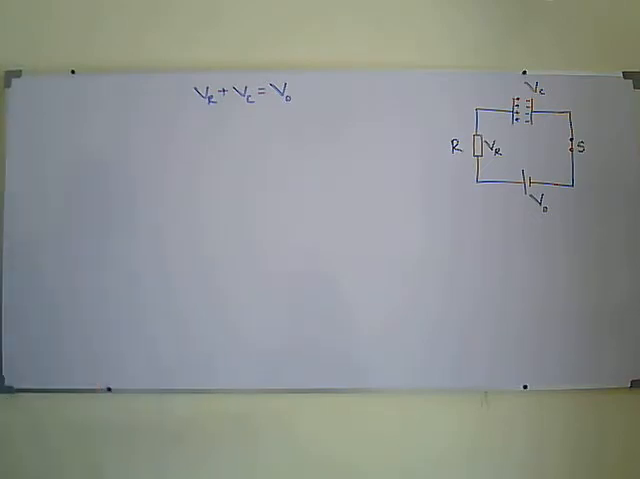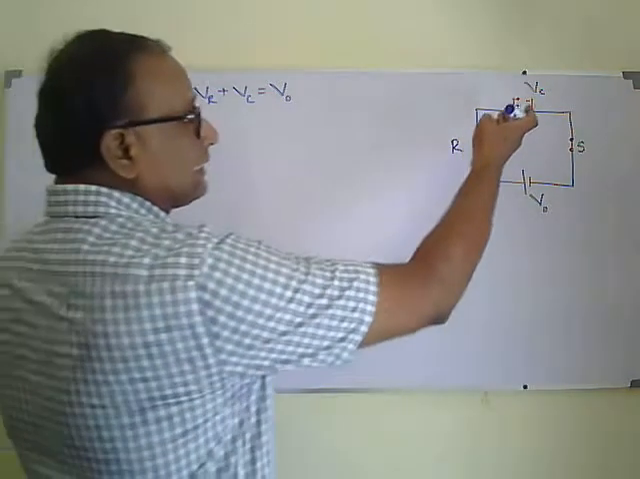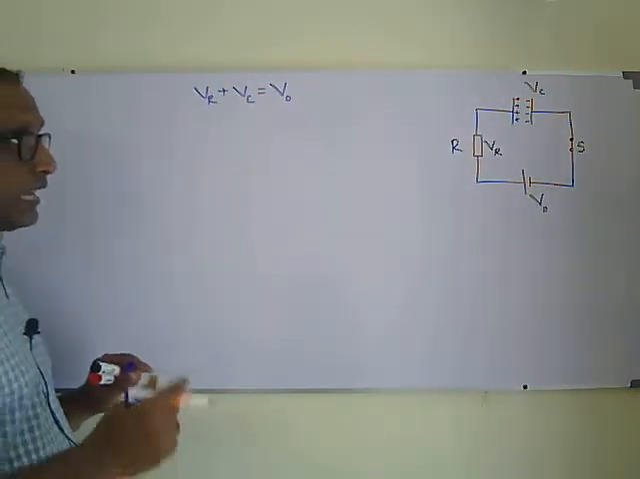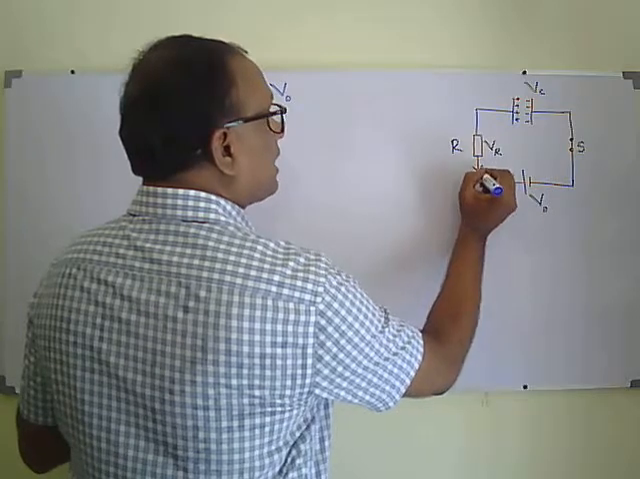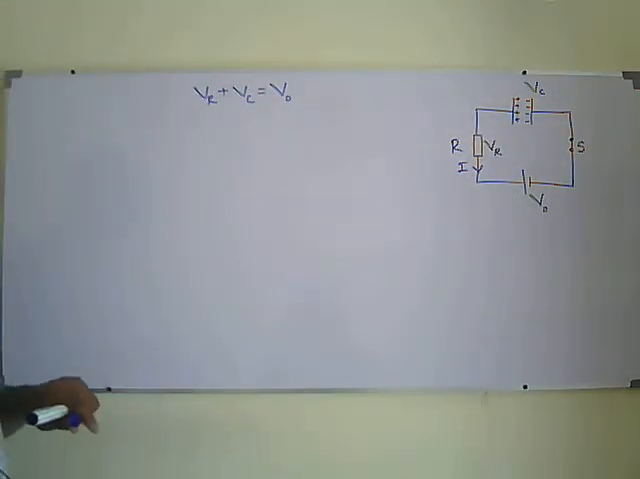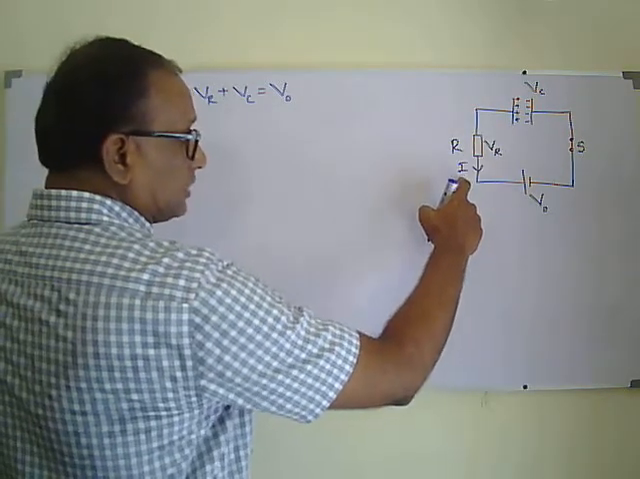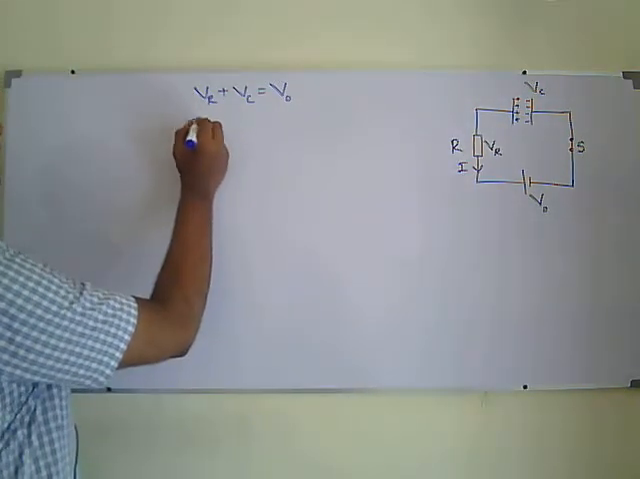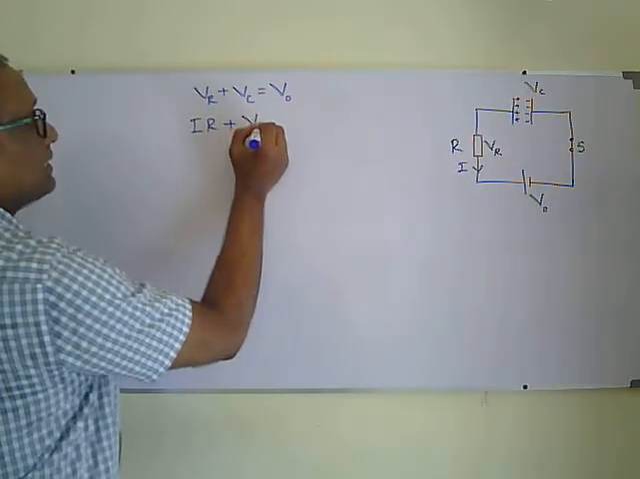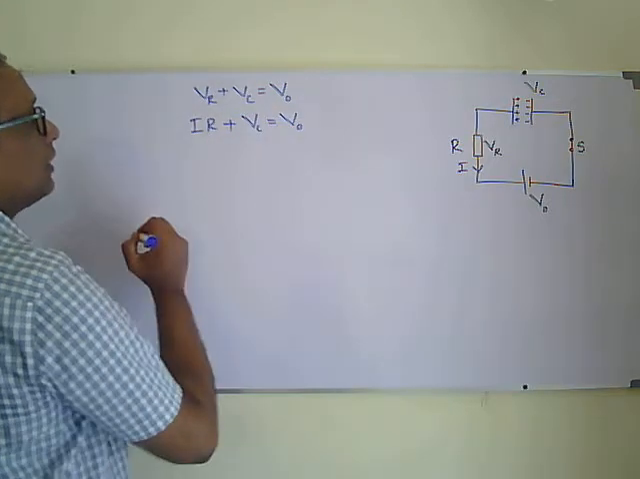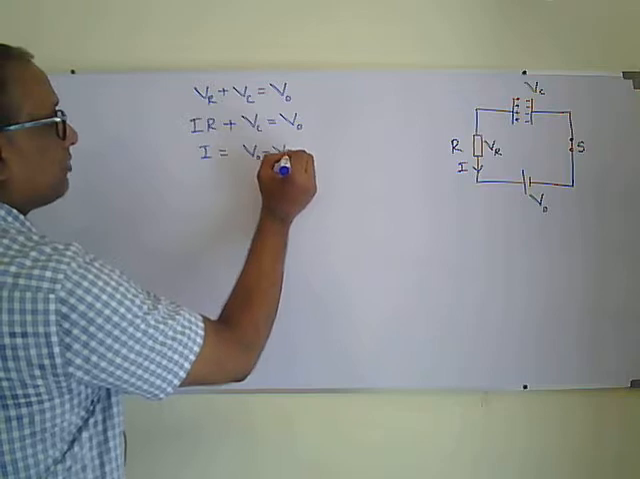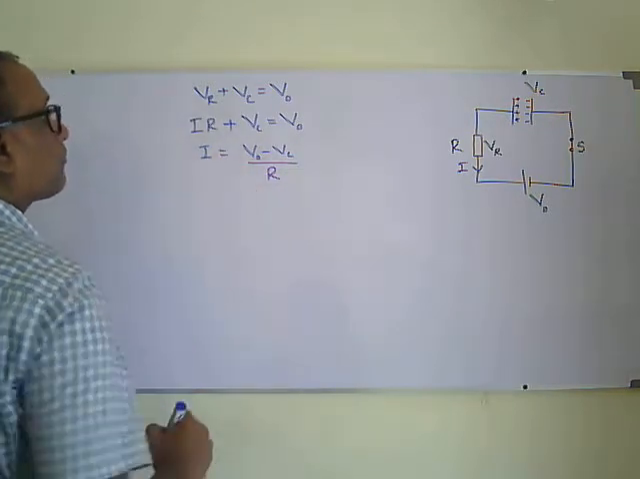Now what's happening? Electrons will flow, so there will be current flow. If I say the current flow is I at a particular instant, then VR equals IR. So instead of VR, I can write IR plus VC equals V naught. Making I the subject, I is equal to V naught minus VC over R.